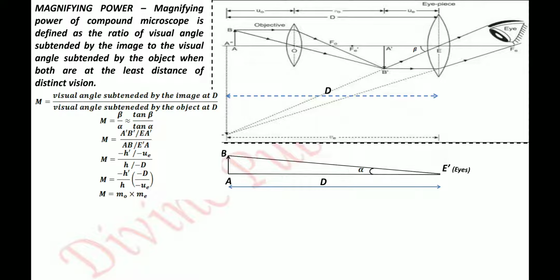So for minus H dash upon H, we can write MO. MO is the magnification produced by the objective, into D upon minus UE. It denotes magnification for the eyepiece, ME. So we can write MO multiplied by ME. Minus D upon minus UE is equal to ME. So we can write MO multiplied by ME. And this is the formula for the magnifying power of a compound microscope, which is true for any case. So we use this equation as a formula. So let this equation be equation number 1.